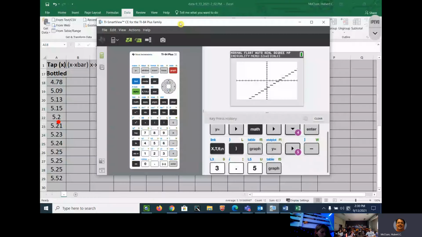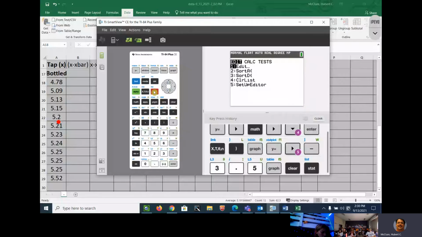And here we go. Stat, Edit. You can't do that. And I'm going to clear this one. So that's going to be clear, Enter. And I'm going to type these in, even though that annoying noise is getting on my nerves.